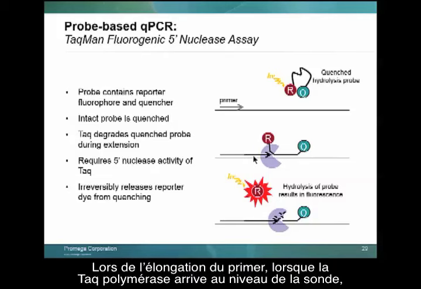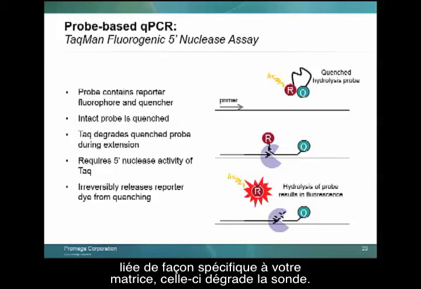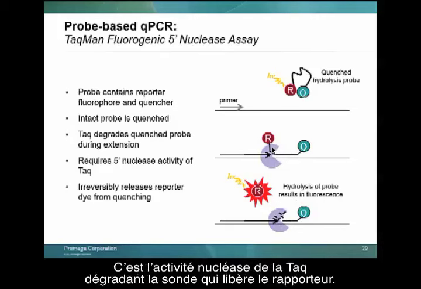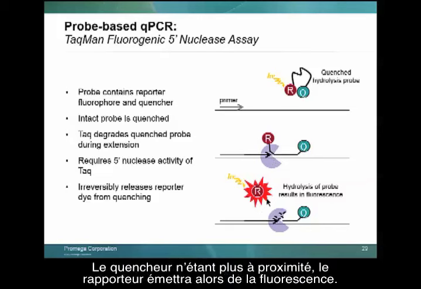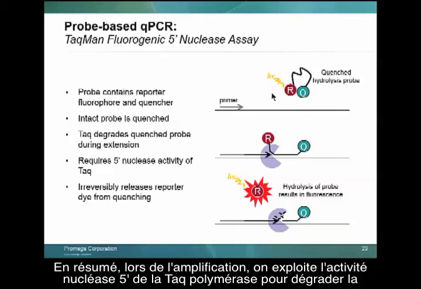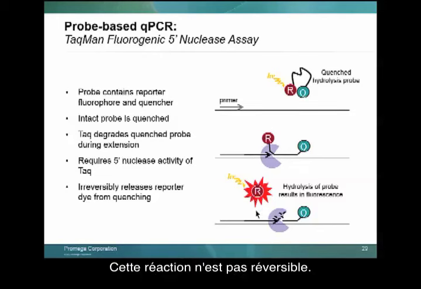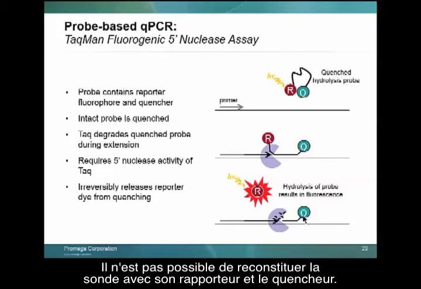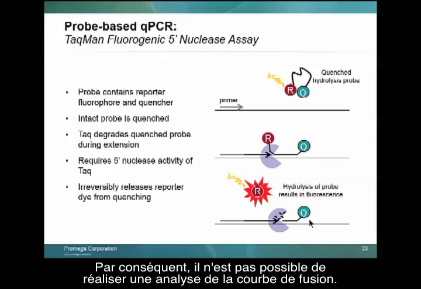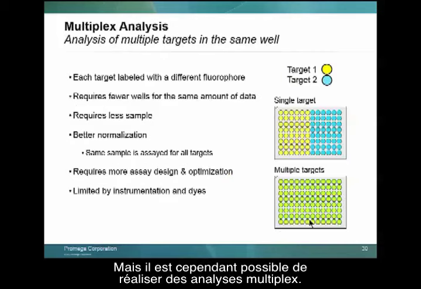As Taq polymerase starts to extend that primer, however, if the primer is bound with any specificity to your template, Taq polymerase will encounter that probe and will start to degrade that probe. As the nuclease activity of Taq degrades the probe, you'll get release of the reporter. So it's no longer in close proximity to the quench, and now that reporter can fluoresce. So again, as you have amplification, you're relying on the 5' nuclease activity of Taq polymerase to degrade your probe, releasing your reporter and allowing it to fluoresce. These technologies are not reversible. You will not be able to recombine your reporter with your quench, and so you can't use this for a melt analysis.